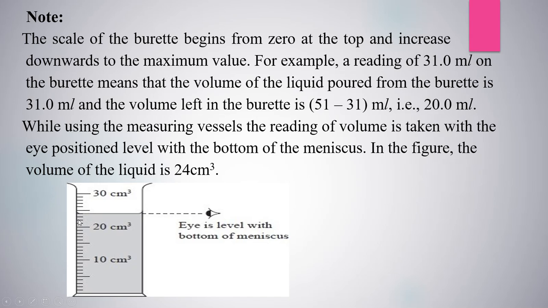So when you are taking the reading, you don't look at the top, but you look at the lower surface of the meniscus. The eye is level with the bottom of the meniscus, and then you read this value. For example, if this is 20, 21, 22, 23, 24, but not 25, the volume is 24 centimeters cubed. When you're taking readings for water, you read the lower meniscus.